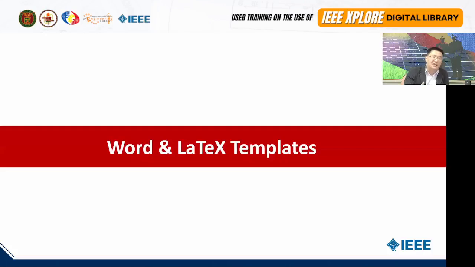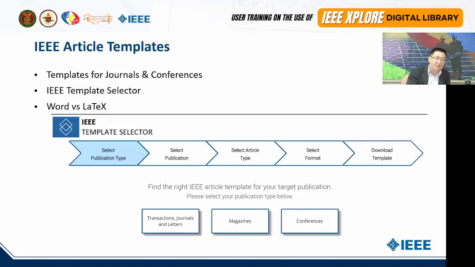So if you are typesetting in Word or LaTeX, IEEE has these templates available. What I'm going to show you now is some of the basics of LaTeX typesetting. IEEE has this service called article templates. In this section, we provide the templates for the journals and conferences. We have both Word as well as LaTeX.